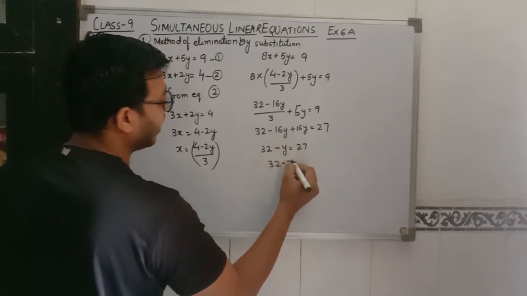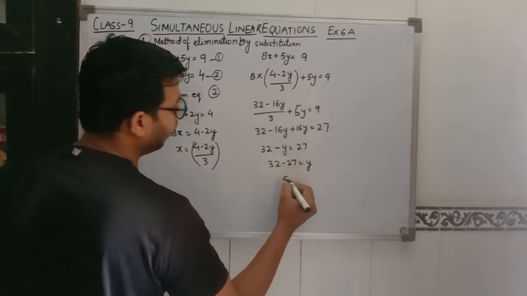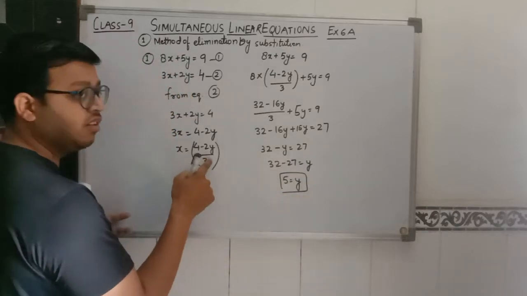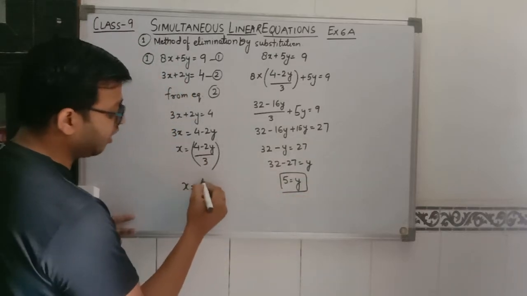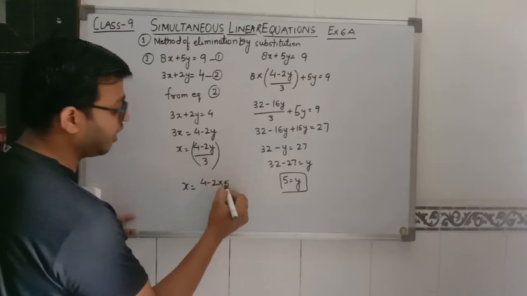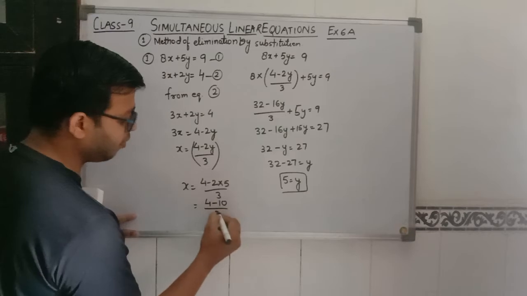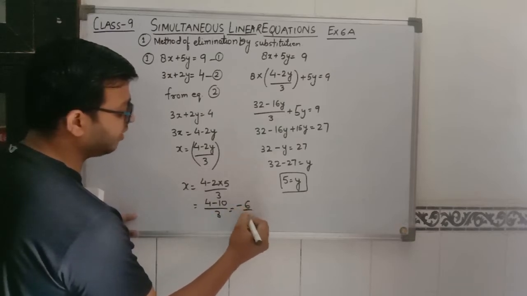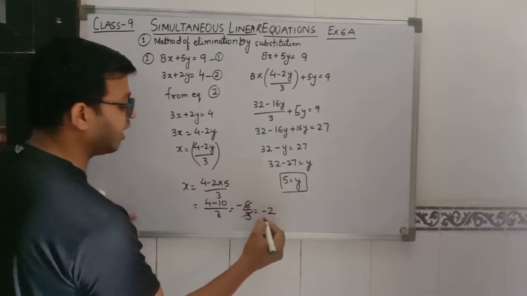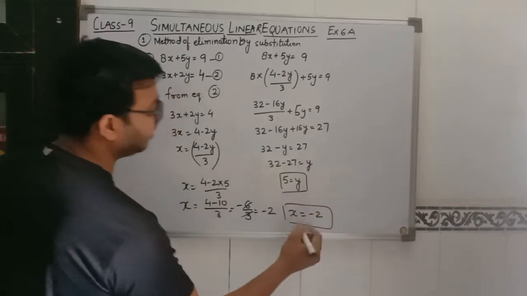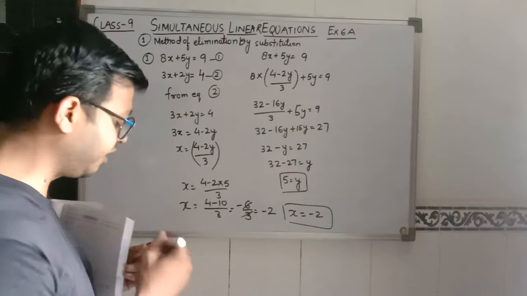So 32 minus 27 is equal to y. Overall the value of y will come 5. Now place y's value in this term. So x is equal to 4 minus 2 into 5, upon 3. It will become 4 minus 10, that is minus 6, by 3. So cancel out, minus 2. So the value of x is coming minus 2. So these are the two solutions, x and y.